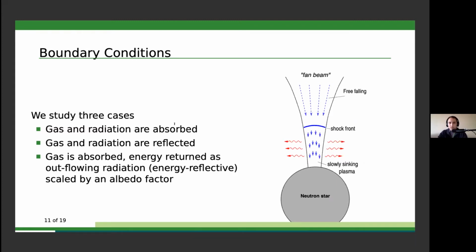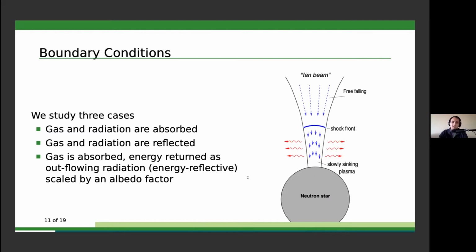So one example is just to say, let's cut off the simulation here. Okay, let's assume that everything that goes in just falls into the star and we won't worry about it. So this is the absorbing boundary condition. And this has been used in the past for some accretion simulations. Another is to say, well, let's try to say that our neutron star is just a perfectly reflecting sphere. So we can stick the inner boundary here, and we can reflect gas and radiation, and that way nothing actually gets onto the star at all.